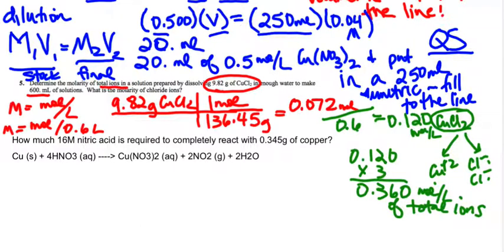Now there's a second part of the question that'll be easy now. What's the molarity of just the chloride ions? We're going to only multiply it by 2, right? Because there's only 2 chloride ions in our solution. So we get 0.240 moles per liter of chloride. Good?